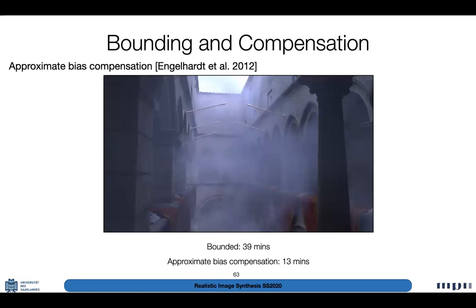Okay, so this is one of the interesting results they got. If you perform the bounded approach, getting this image at the same quality took around 39 minutes. And with approximate bias compensation, which took 30 minutes, they managed to get this nice looking smoke effect in this scene.